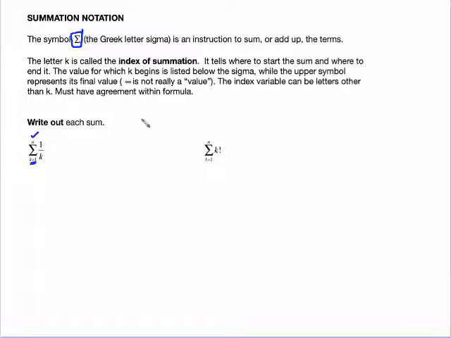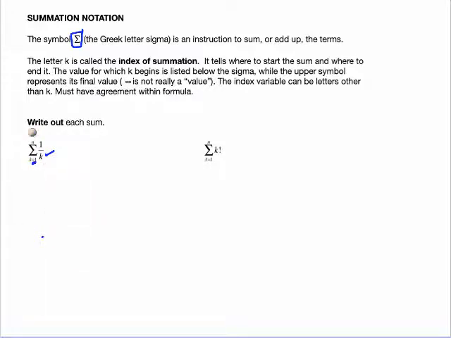Now, the index variable can be letters other than K, but you have to have agreement within the formula. What that means is if this is K equals something here, this letter right here has to be K. You could not have one that said for K equals 1 to 6 and let this be x squared in here. That would make no sense. We've got to have the same variable. That's what I mean by agreement.